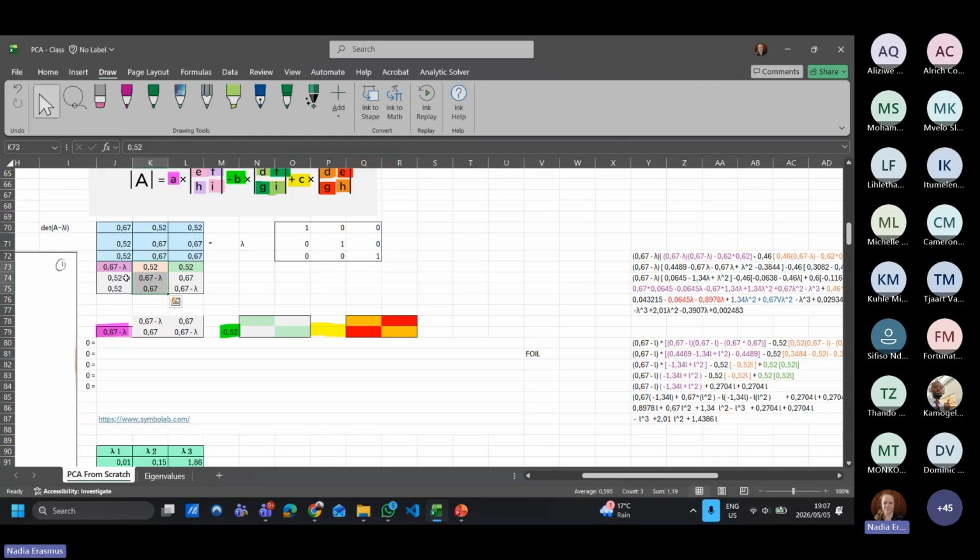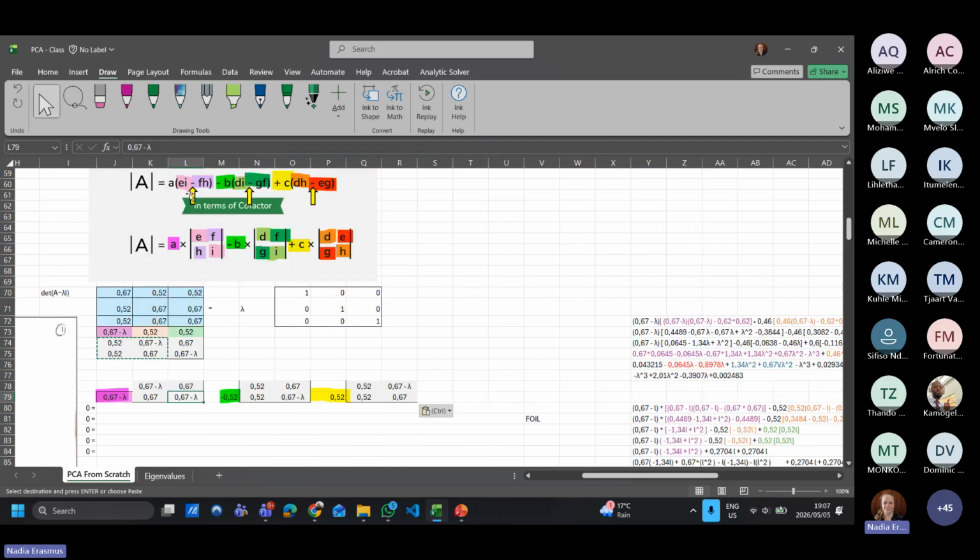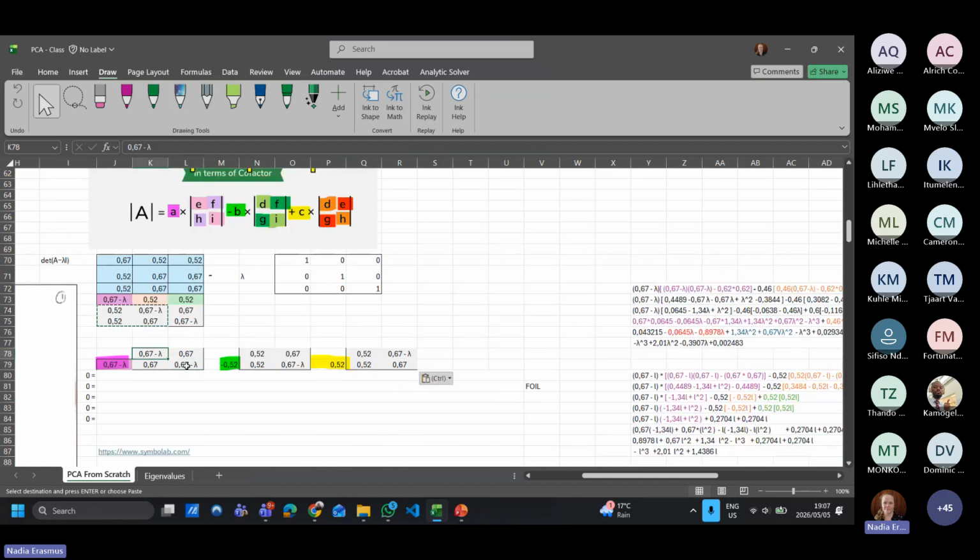So it's B, so it's going to be 0.52, and it's going to be that one as well. So it's going to be substituted that. Then we have plus your C, so plus 0.52, and what is left is that section. Okay, so now we can see, now we have to still rewrite it.